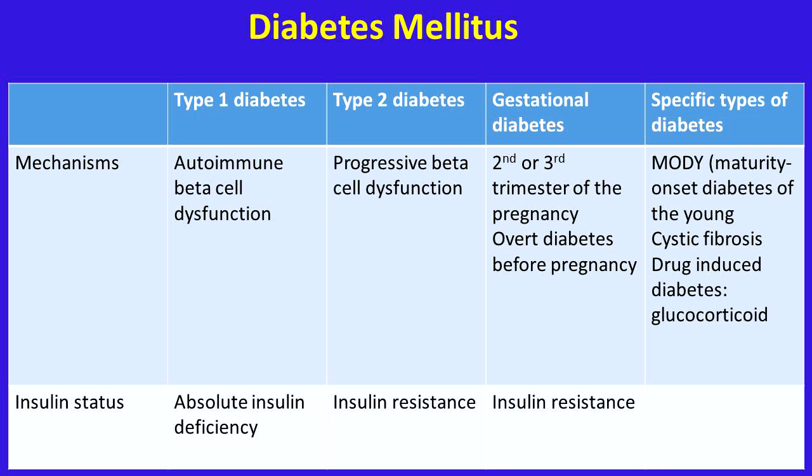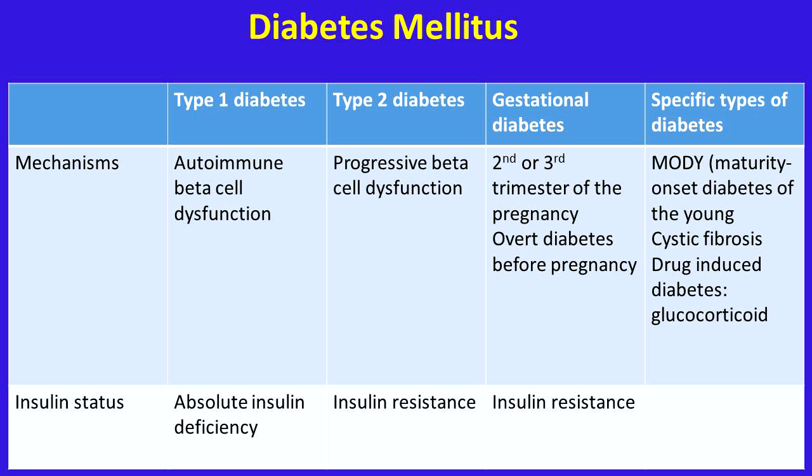However, in type 2 diabetes, the beta cell dysfunction is progressive, it's not acute. So the insulin status is usually insulin resistance. Insulin resistance means the actual plasma insulin levels are much higher. Gestational diabetes usually occurs in pregnant women in their second or third trimester. Those women usually had diabetes before pregnancy, but they don't know they have diabetes. The insulin status is usually insulin resistance as well.